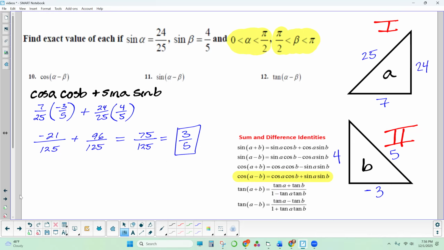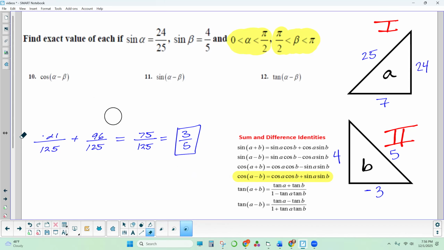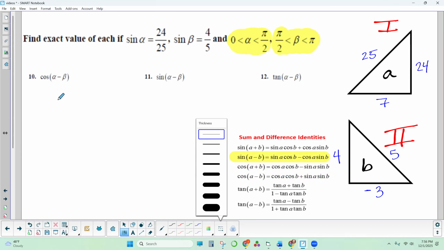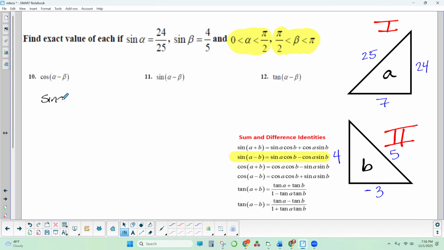All right. So let's erase this and we'll go on to the second one, which is sine A minus B. So now we are looking at this identity right here. So I'll copy that down. And that is sine A times cosine B minus cosine A times sine B. Again, be very careful that you copied it down correctly.